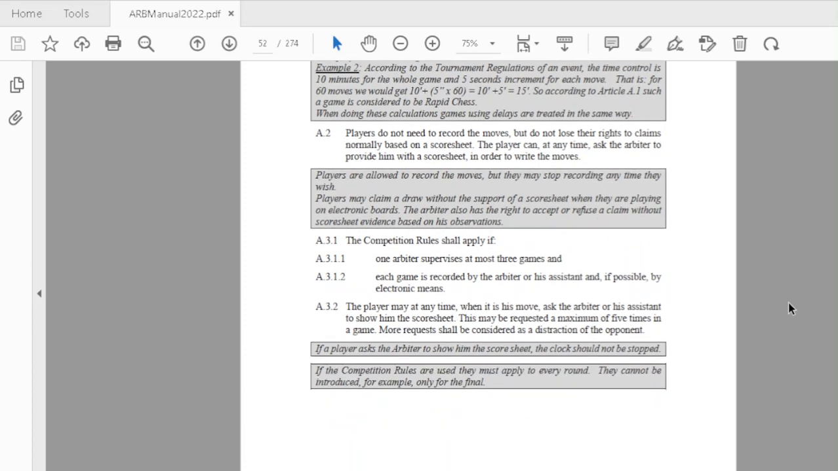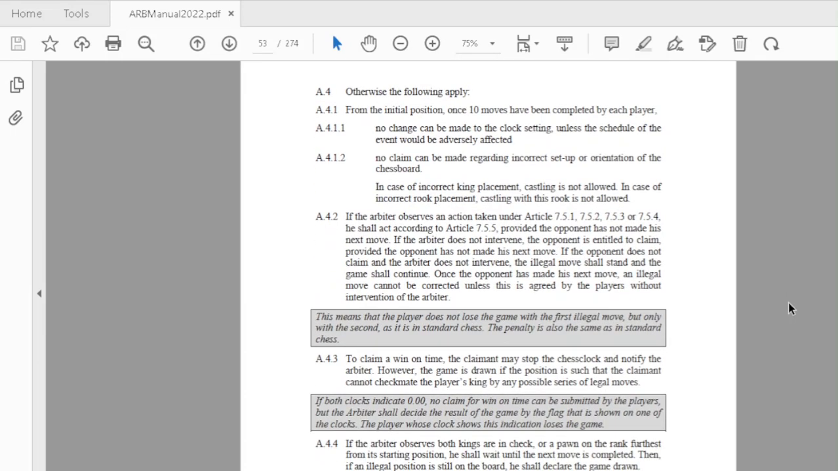And also saying if this is the case, when you have so many arbiters, then the competition rules are used, they must apply to every round. You cannot pick and choose. It must be for the whole tournament. Okay, otherwise, normally under rapid and blitz, the following apply. It's very technical.